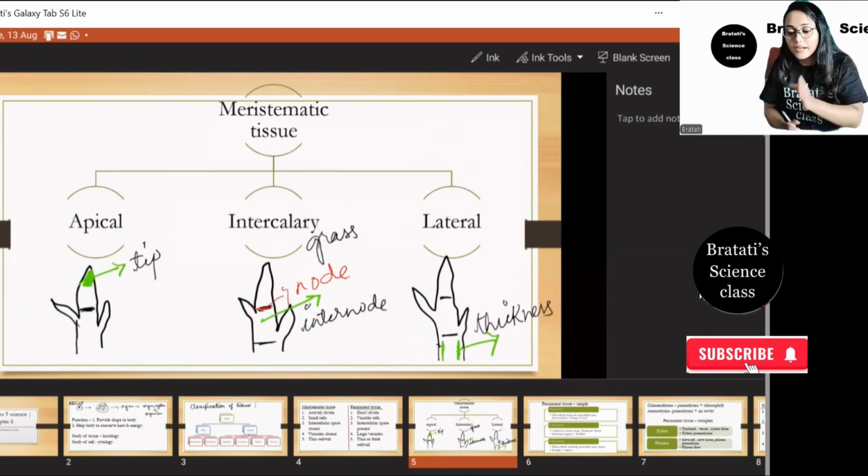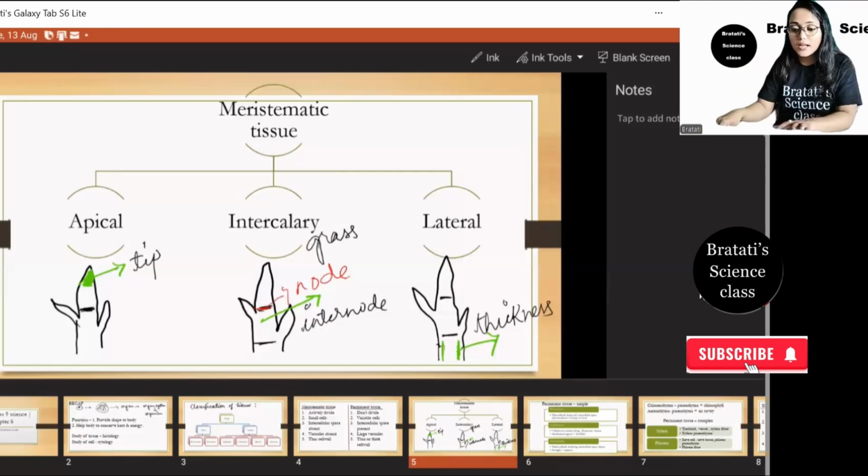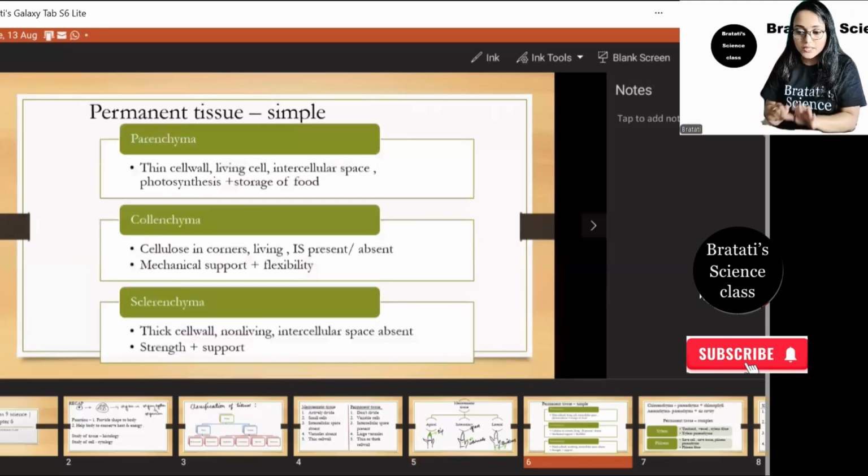Okay, and lateral tissues are present on the side, laterally, and with this position they help to develop the thickness or the width of the plant's bark or the stem. So these are the three types of meristematic tissues.